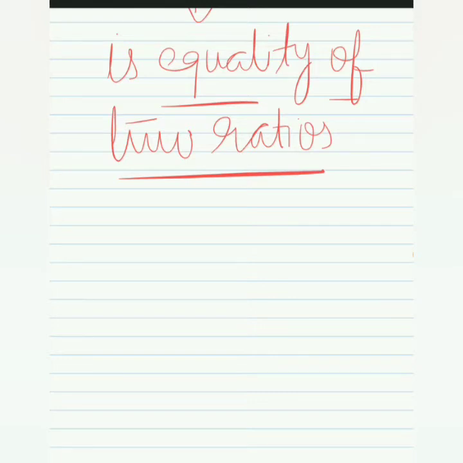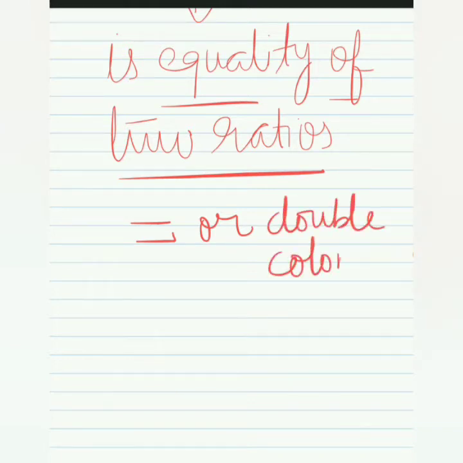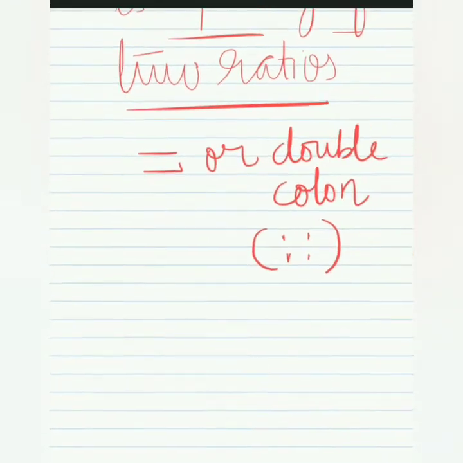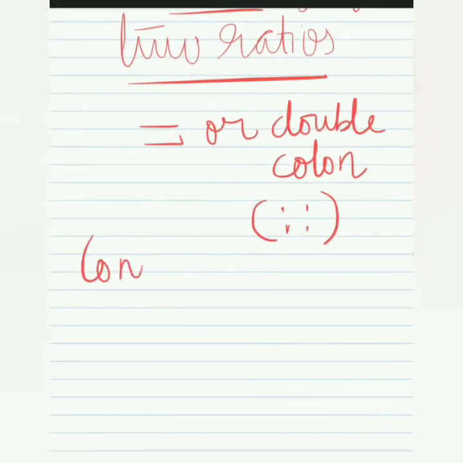We represent the proportion with the equality sign between the two ratios, or by putting what we call a double colon. Double colon is this way. We have to put it between the two ratios. Now let's consider one example.